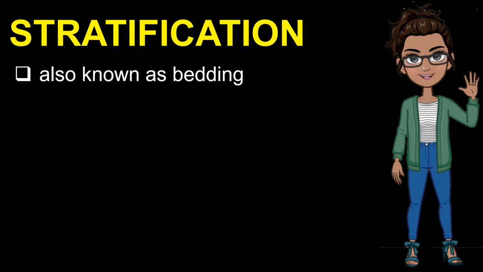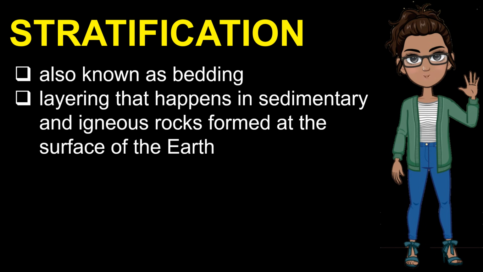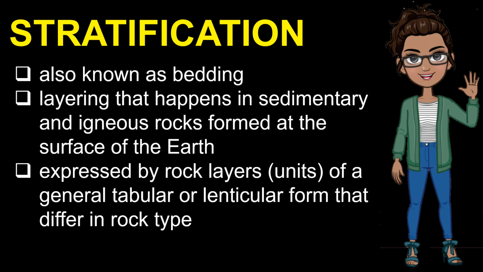Stratification is also known as bedding, which is the layering that happens in sedimentary and igneous rocks formed at the surface of the earth that comes from lava flows or other volcanic activity. It is expressed by rock layers or units of a general tabular or lenticular form that differ in rock type.